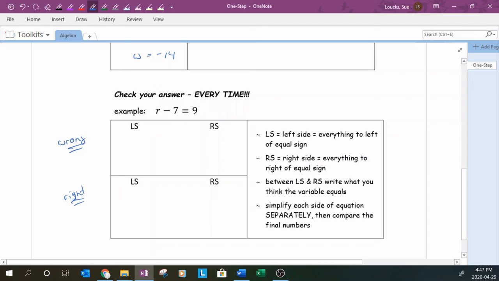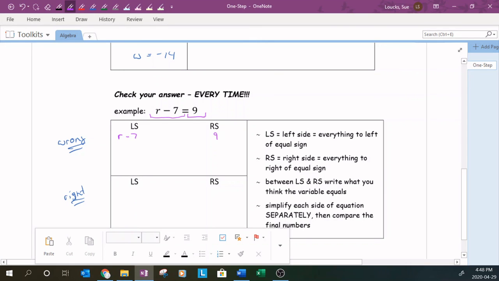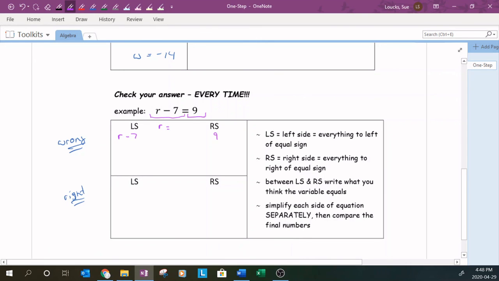When I teach this, I say, what's the left side of the equation? The left side is anything to the left of the equal sign, which in this case is r minus 7. And the right side is whatever's to the right of the equal sign, which in this case is 9. And in the middle here, I put what I think r equals. So I think that r equals 2. If r equals 2, then I go to the left side and replace my r with 2. Instead of r minus 7, this now becomes 2 minus 7.